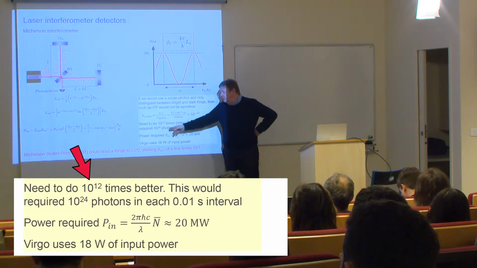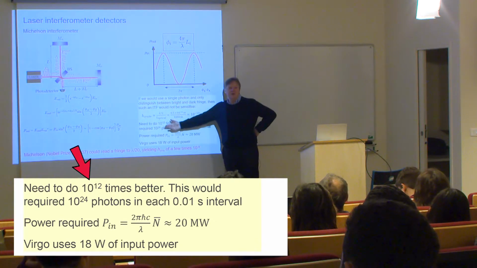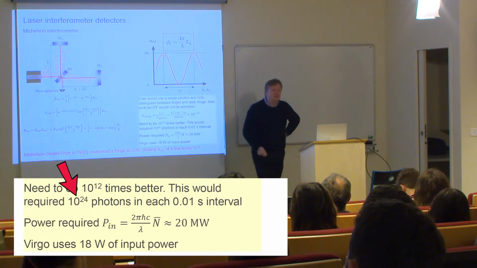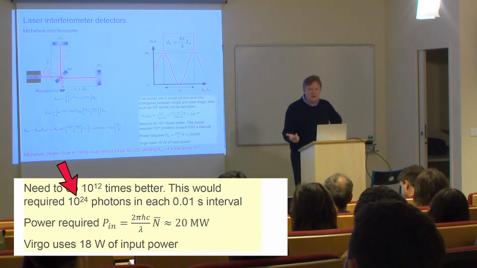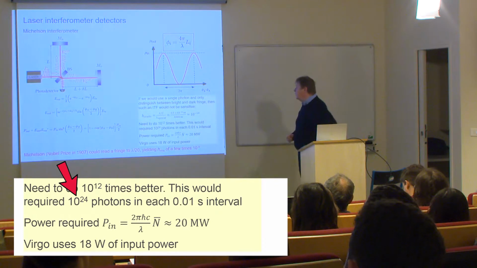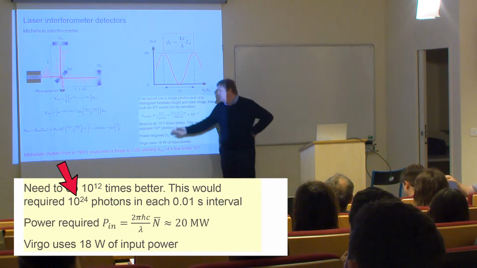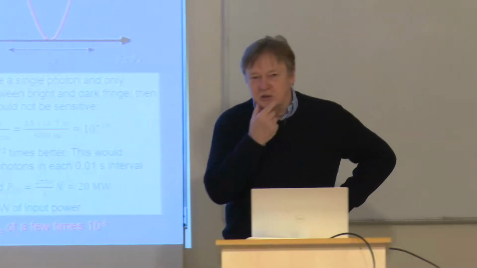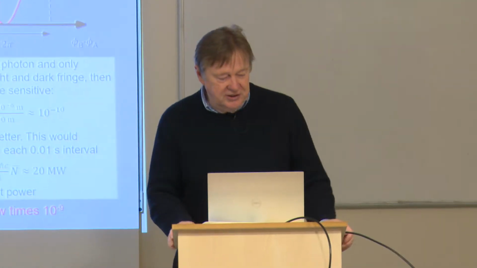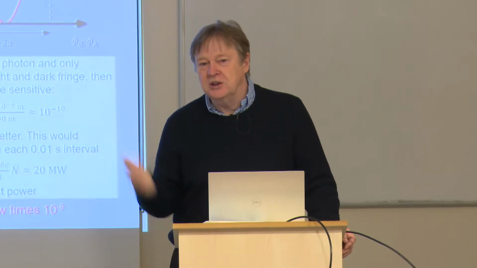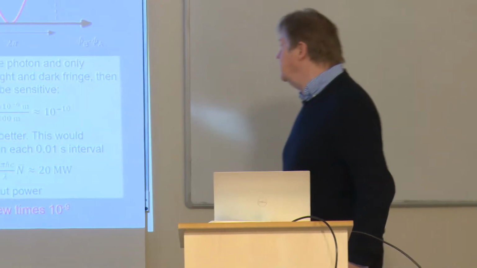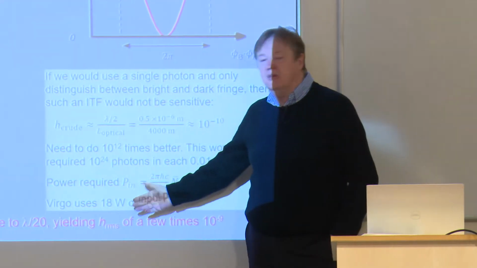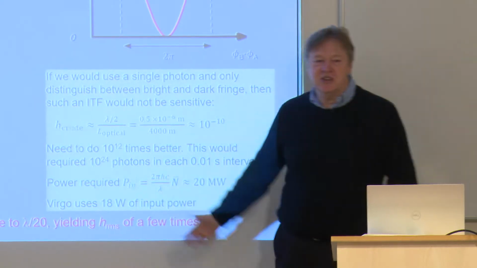So what you could do then is use 10²⁴ photons and just repeat the experiment, every millisecond or every 10 milliseconds, because that is the precision that you would like to have. Now, if you multiply that by the energy in a single photon, you need about 20 megawatts of power if you would like to do that. That is not possible right now, to inject this kind of power in the interferometer. Virgo uses a typically injected power of 1,000,000 times less. So how is this done?